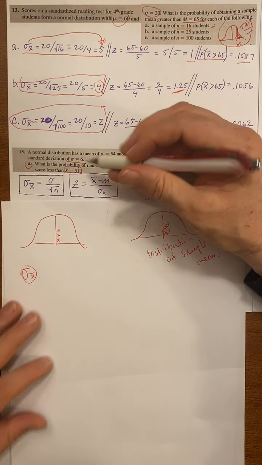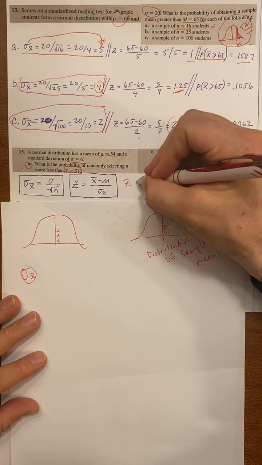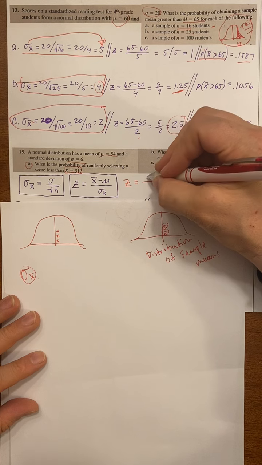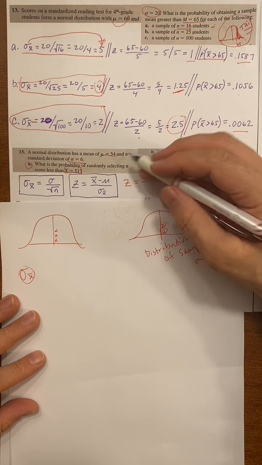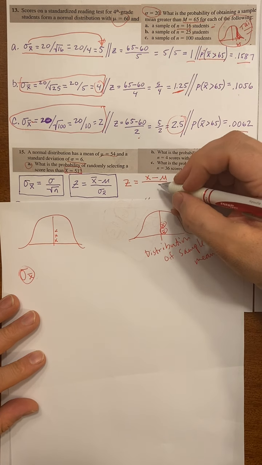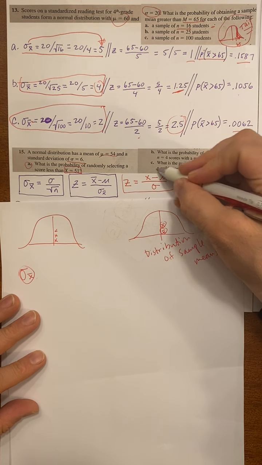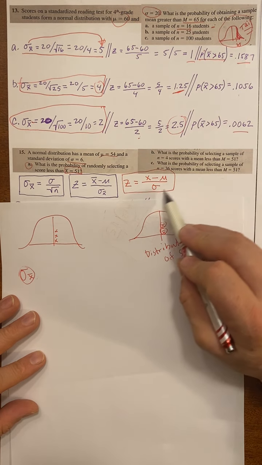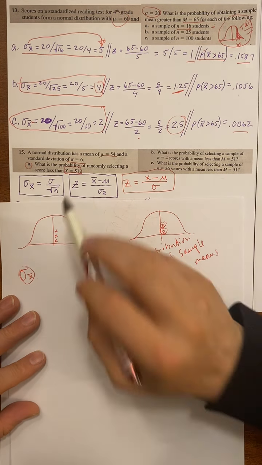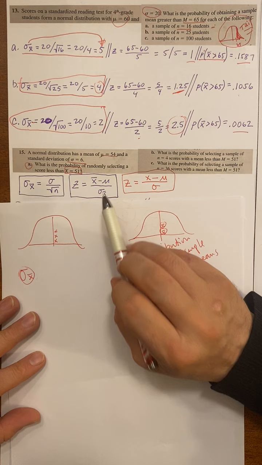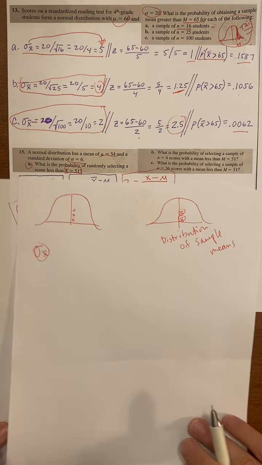For A, it looks like we're not going to use this Z equation. We're going to go back to the old Z equation, which was a raw score minus a population mean divided by a regular standard deviation. Why am I suspecting that we're going to use this equation for A? The reason is because they're giving us an X, not an X bar. Okay, so let's see what happens with that.